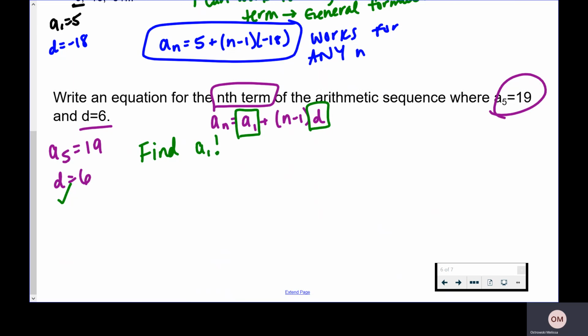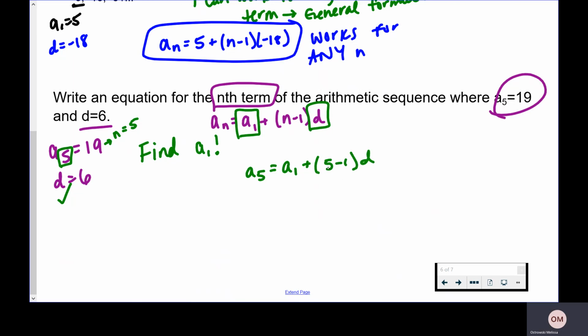Here's where the puzzle pieces come in. That's really all arithmetic sequences and series are. It's a pattern, it's a puzzle. You're looking for a missing piece. So right here I need to find a sub 1. I know a sub 5. In this, n would be 5, right? A sub n, 5. So I'm going to have a sub 5 equal a sub 1 plus 5 minus 1 times d.